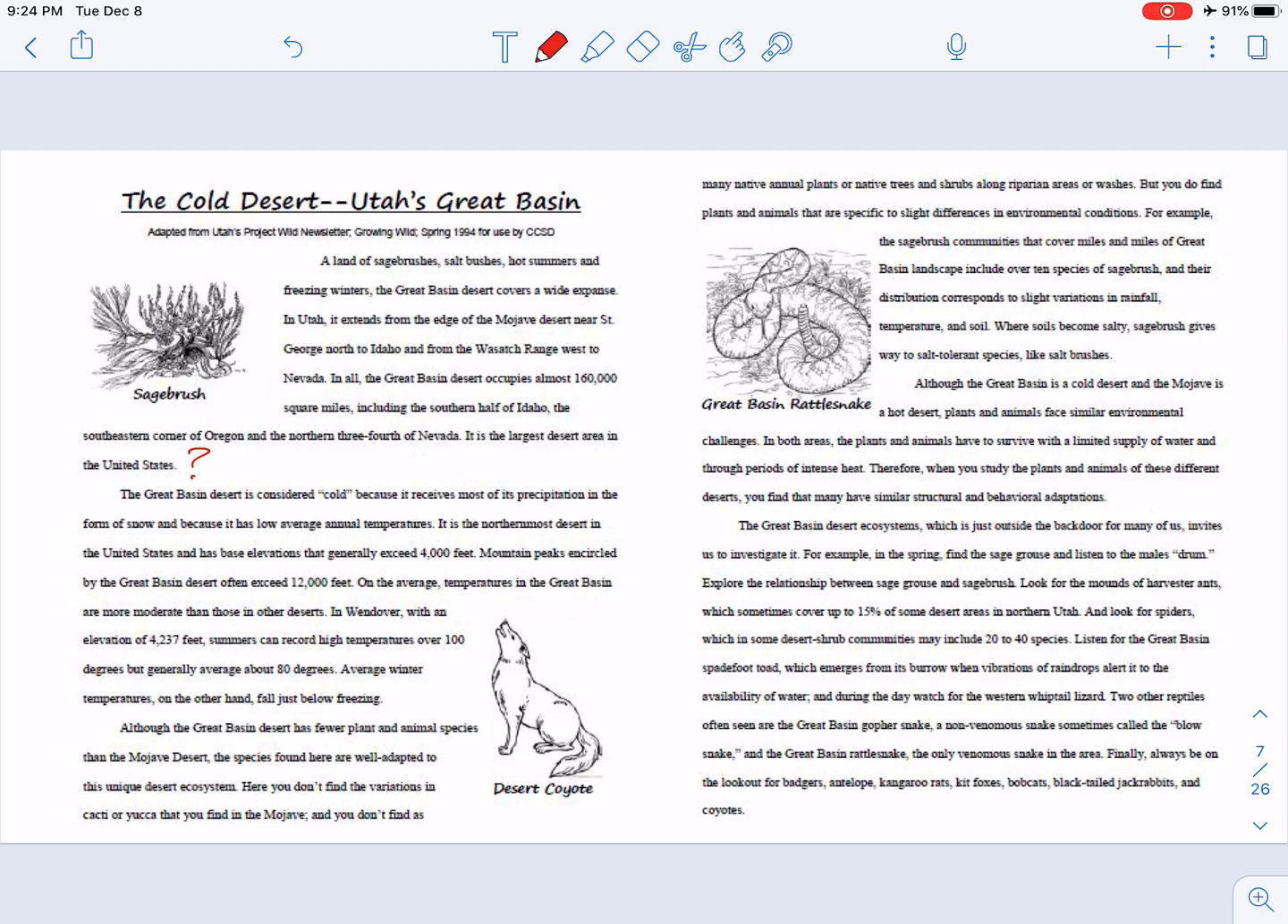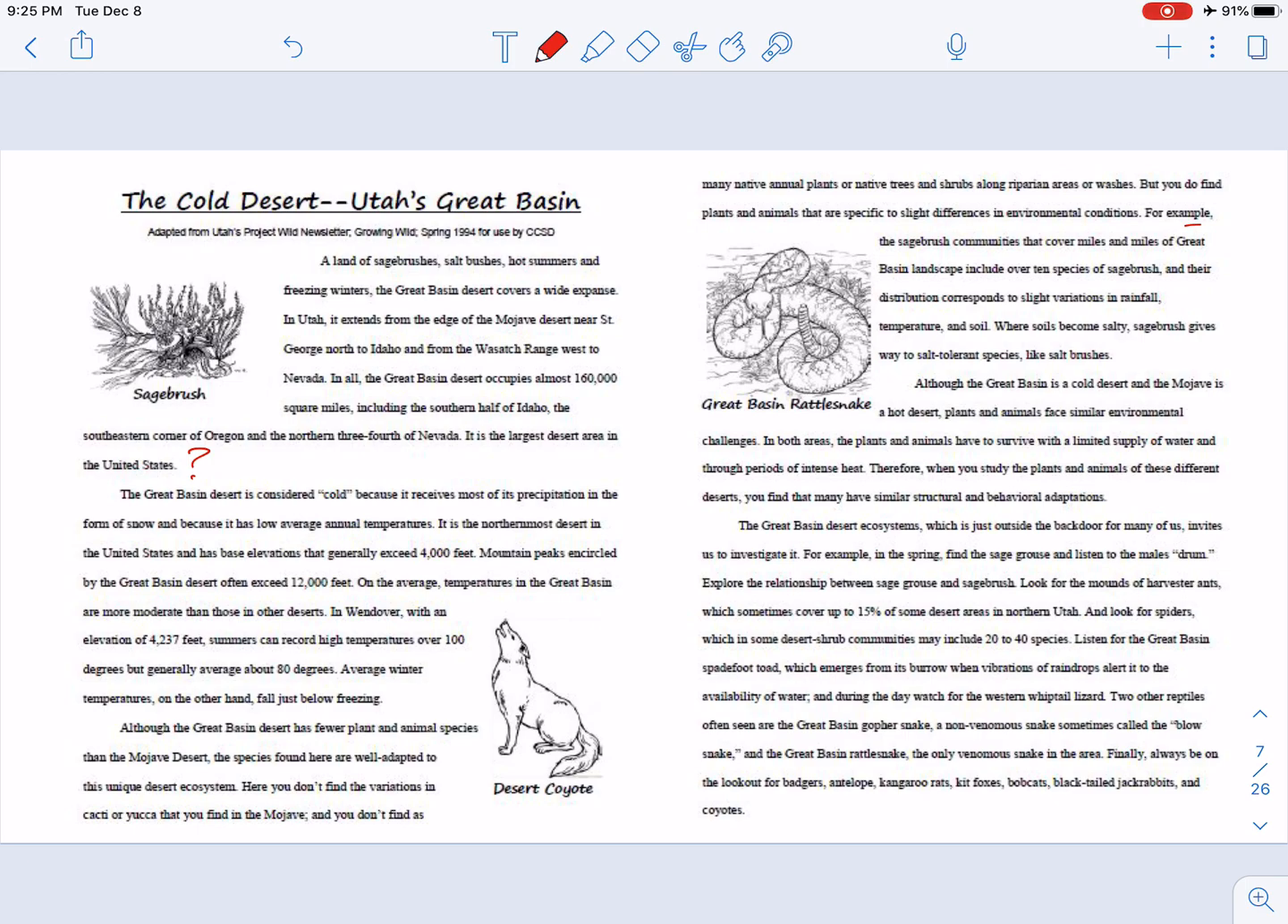Although the Great Basin has fewer plant and animal species than the Mojave Desert, the species found here are well adapted to this unique desert ecosystem. Here you don't find the variations in cacti or yucca that you find in the Mojave, and you don't find as many native annual plants or native trees and shrubs along riparian areas or washes. But you do find plants and animals that are specific to slight differences in environmental conditions.